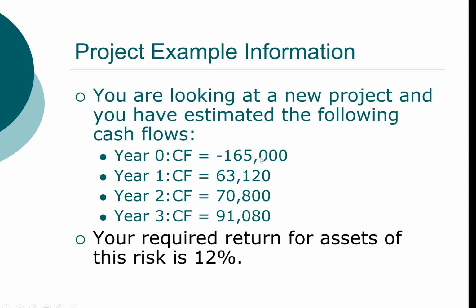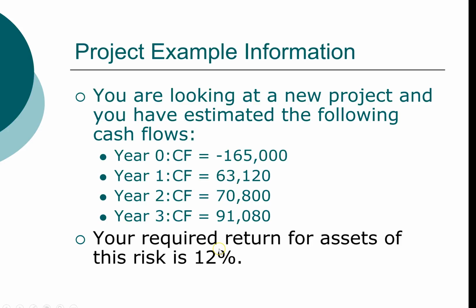And then based on your estimate, you expect that this project is going to generate $63,120 in year one, $70,800 in year two, and $91,080 in year three. So these are your cash flow forecasts in this project. We're going to look into how to come up with this cash flow in another module. So in here, we assume that either another team has done the analysis and forecasted it and forwarded this information to you, or you had done this analysis ahead of time, and this is what you have come to.